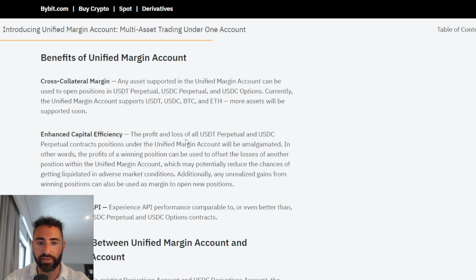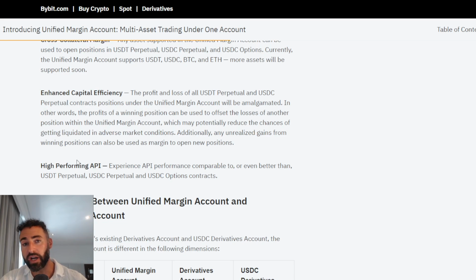Of course, the profit and loss, this is actually what I just explained. The profit and loss of all Tether perpetual and USDC perpetual contract positions under the unified margin account will be amalgamated. In other words, the profits of a winning position can be used to offset the losses of another. Yes, this is incredibly useful in my opinion.